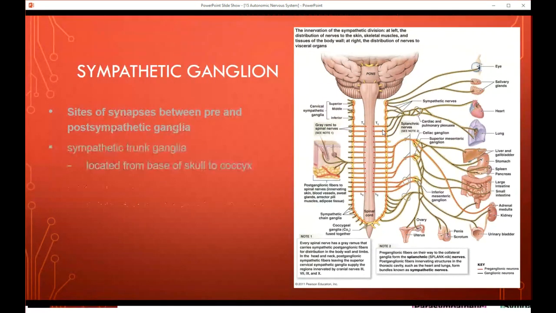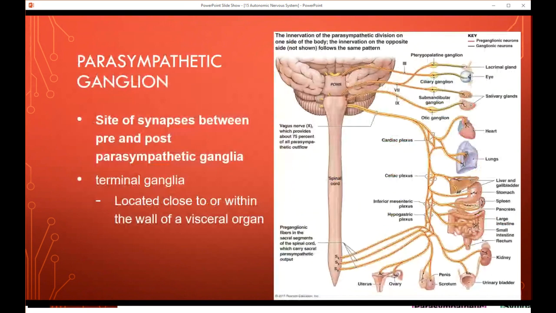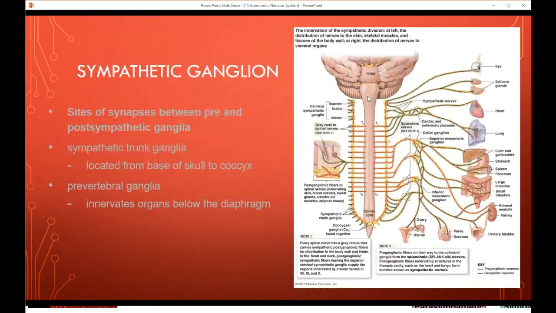So the site of the synapse is between our pre and post sympathetic ganglion. The sympathetic trunk ganglia are located from the base of the skull all the way to the coccyx. We also have prevertebral ganglia that are going to innervate our organs below the diaphragm. Our parasympathetic ganglia are the site of the synapses between the pre and the post parasympathetic ganglion. So we have what are called terminal ganglia. These are located close to or within the walls of our visceral organs, right? So they're coming in here. Remember we talked about craniosacral division, thoracolumbar region.